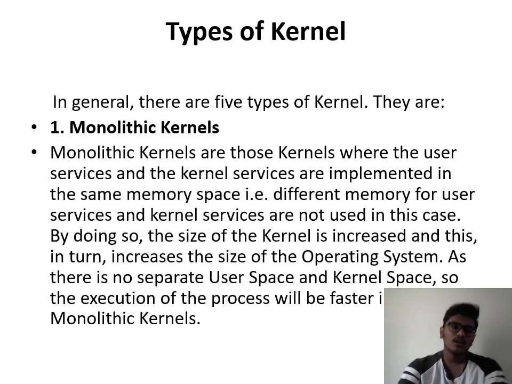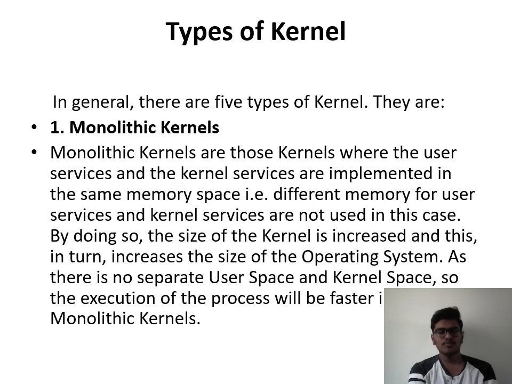So types of kernel. There are different types of kernel. There are five types of kernel. They are monolithic kernel. Monolithic kernels are those kernels where the user service and the kernel service are implemented in the same memory space. That is, different memory for user services and kernel services is not used in this case.